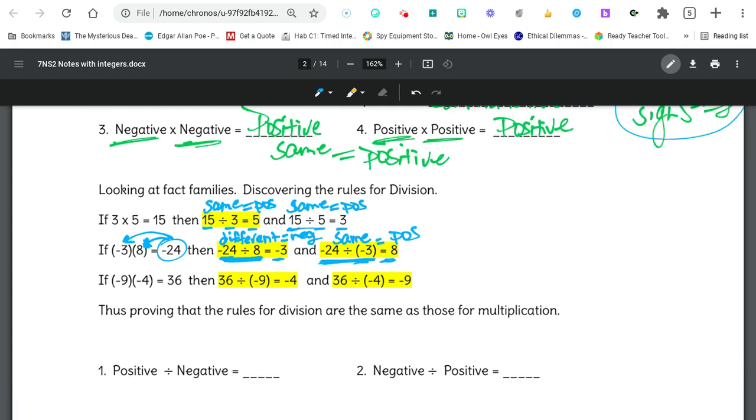Okay, let's keep going a little. Let's do a little more. So what if I have negative 4 times negative 9 times negative 4?